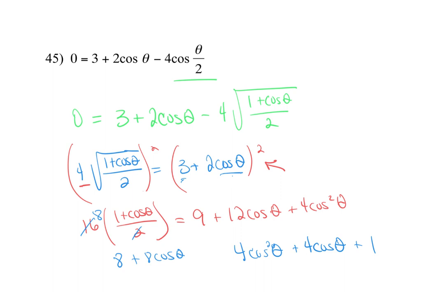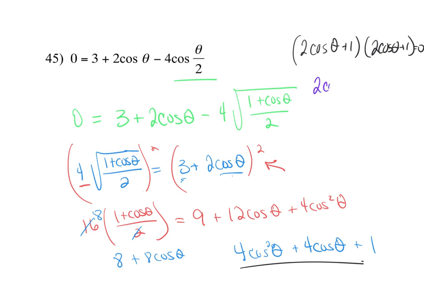All right, so at this point right here, you're going to factor it. So we get 2 cosine of theta plus 1, 2 cosine of theta plus 1. That's my factoring, right? And then I'm going to set that factoring equal to 0. 2 cosine of theta plus 1 equals 0. Subtract and divide. Cosine of theta equals -1/2.